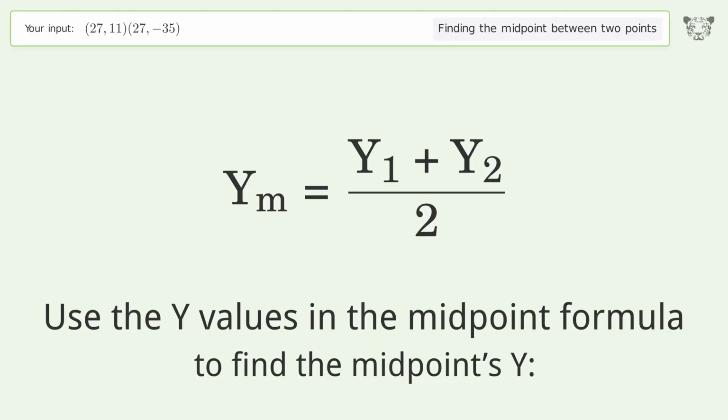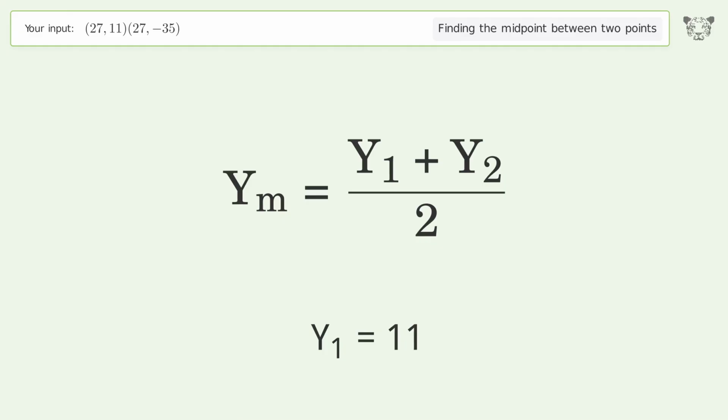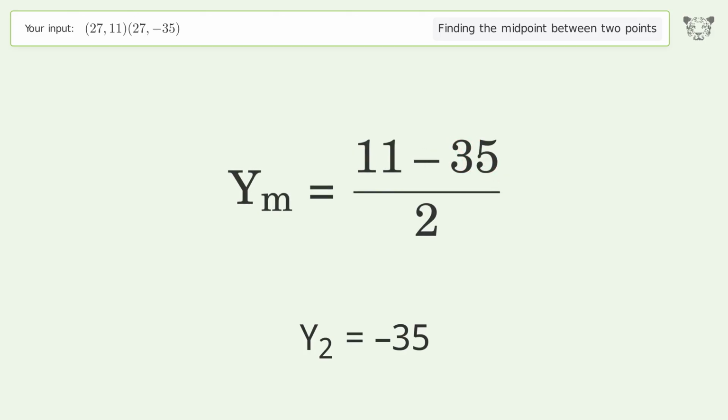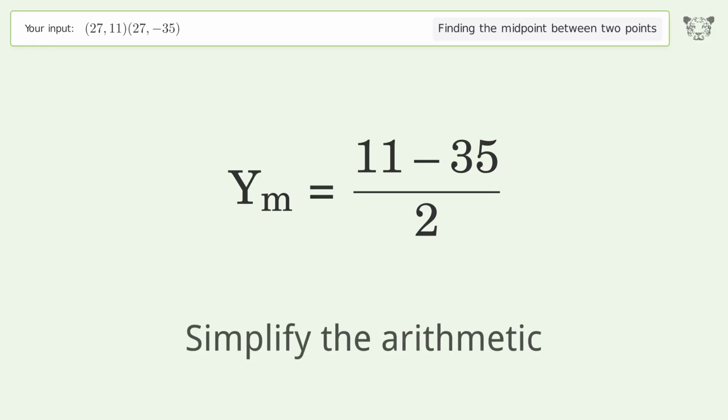Use the y values in the midpoint formula to find the midpoint's y. y1 equals 11. y2 equals negative 35. Simplify the arithmetic.